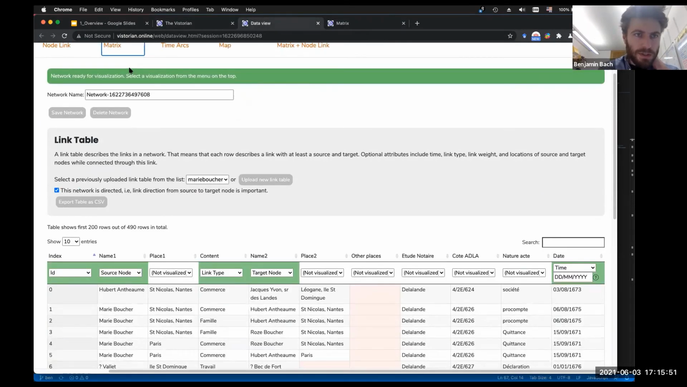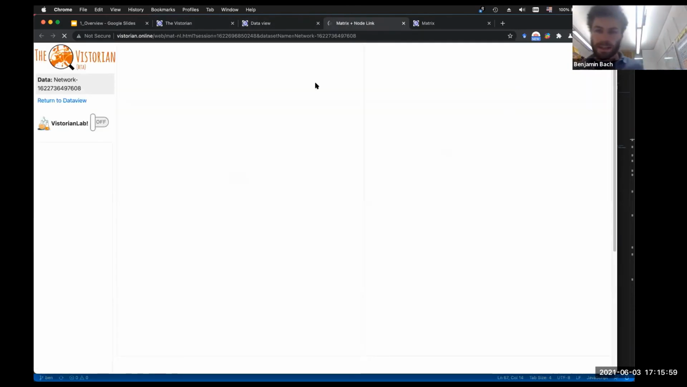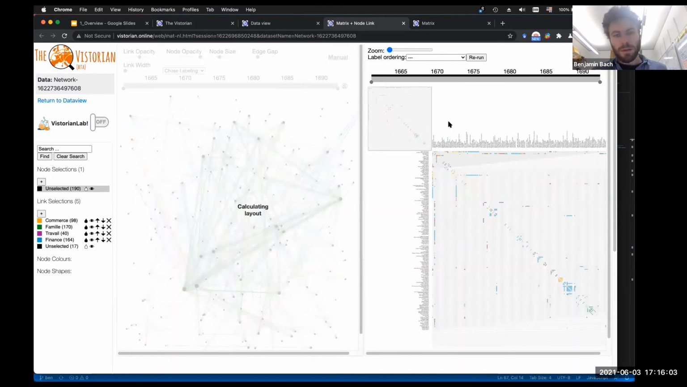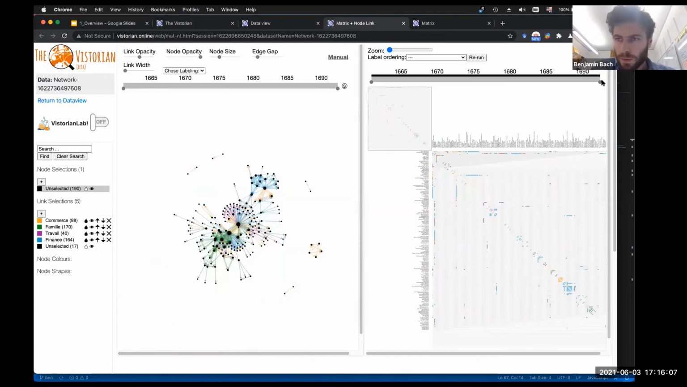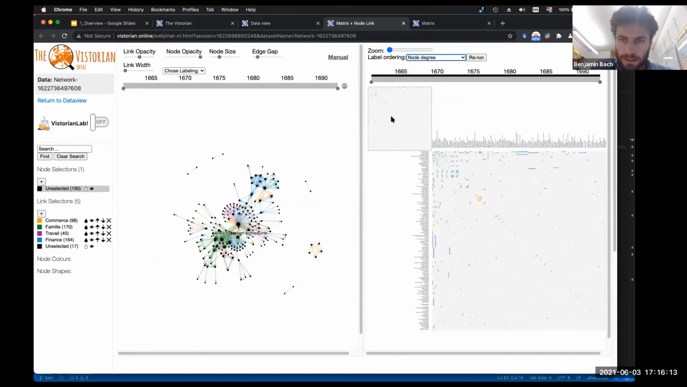So this is great. We have node link, we have matrices, and we have the arc maps, and we can also see them side by side, because I guess the matrix might not be super familiar to most of you. Let's just show them side by side. So here we have, again, the same network. I'm just using the node degree ordering to show this little cluster here.